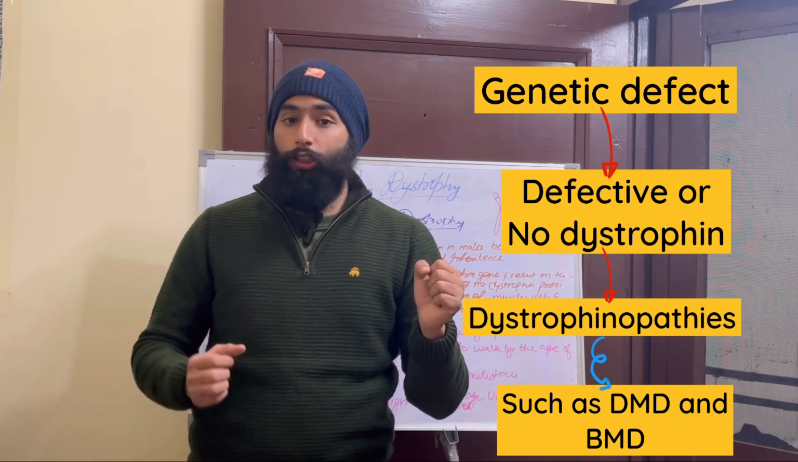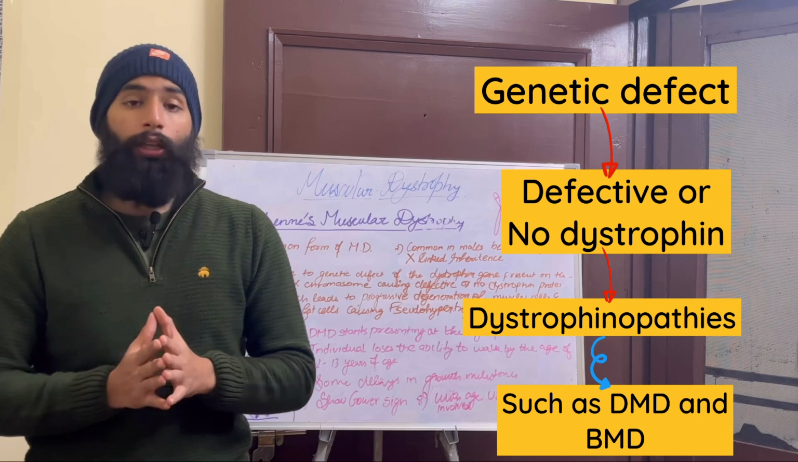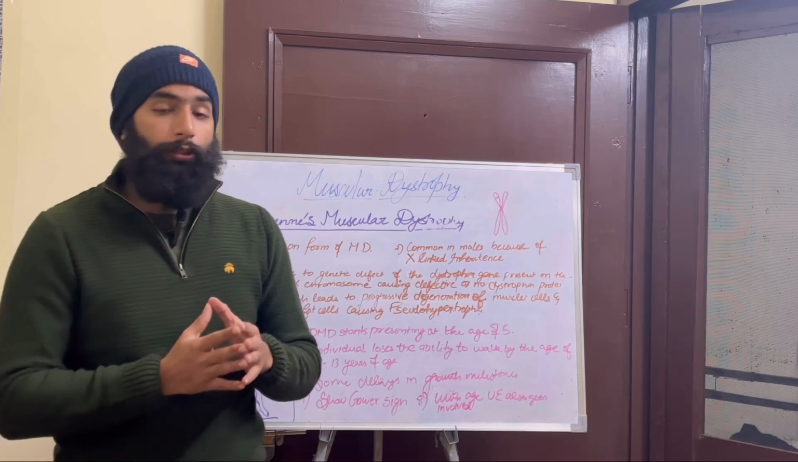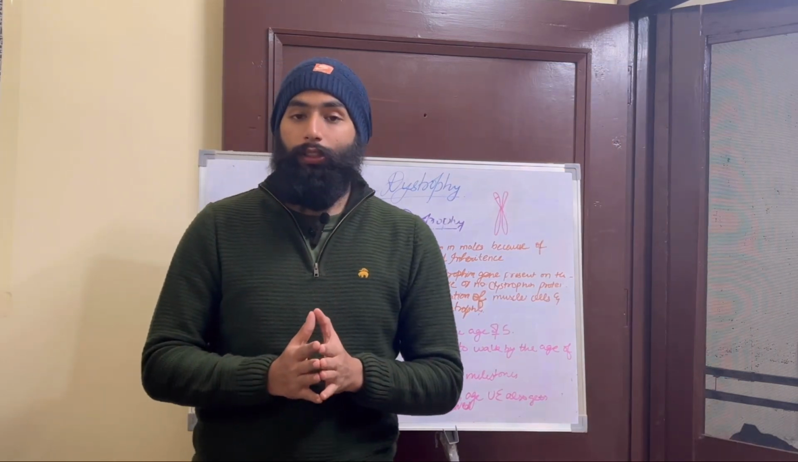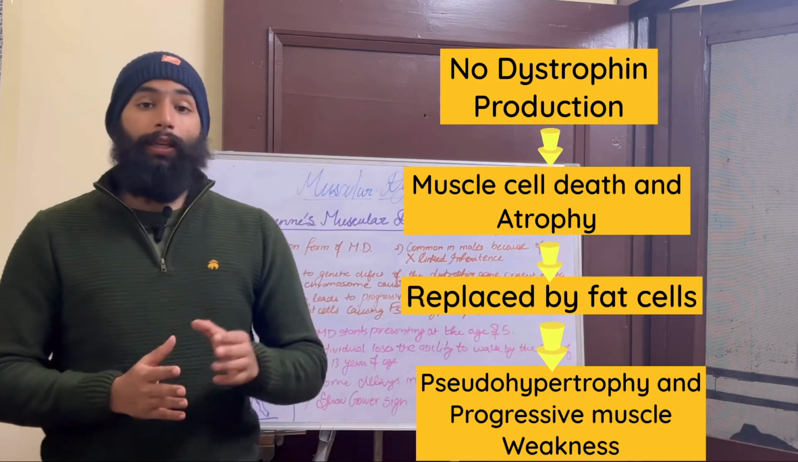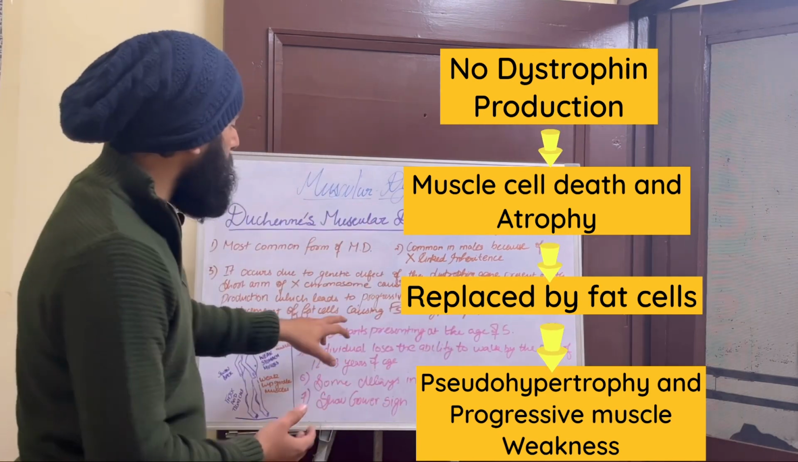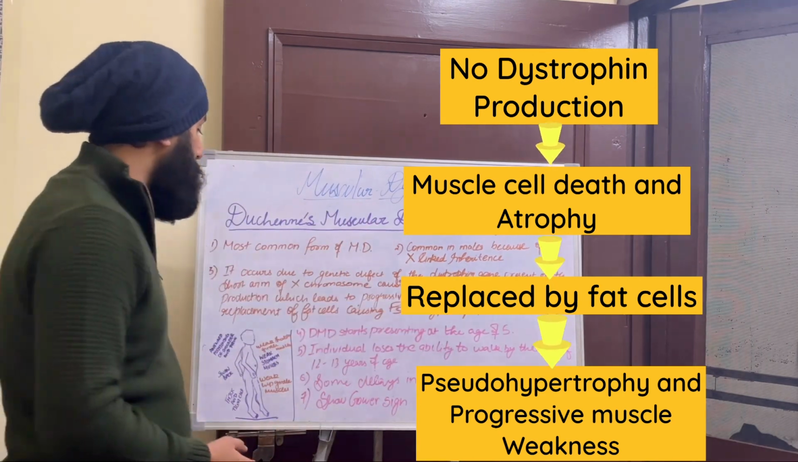Dystrophin protein is essential for the integrity of the muscle cells. If there is no, little, or defective production of dystrophin protein, the muscle cells will die progressively, leading to progressive muscle weakness, and the muscle cells will be replaced by fat cells, causing pseudohypertrophy.